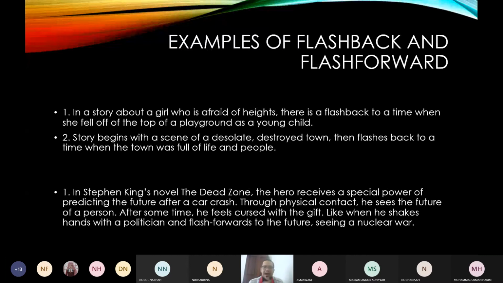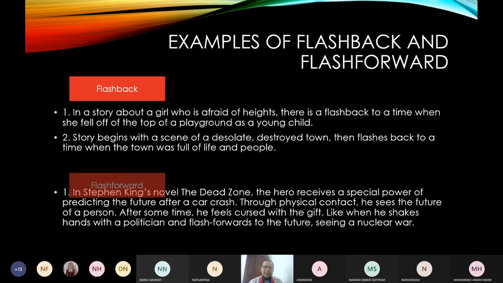Flashback for sure lah, sebab ada perkataan flashback and cerita dia tentang seorang perempuan yang sangat takut. Tiba-tiba ada flashback yang dia pernah jatuh daripada playground masa dia kecil. So tu flashback lah. Ataupun story begin with the scene of desolate destroyed town. Dia punya setting town yang tiba-tiba musnah. Alright, and then the flashback sebenarnya sebelum town tu adalah sangat bagus, sangat membangun, full of life and people. Flashback. And of course yang bawah tu adalah flash forward.